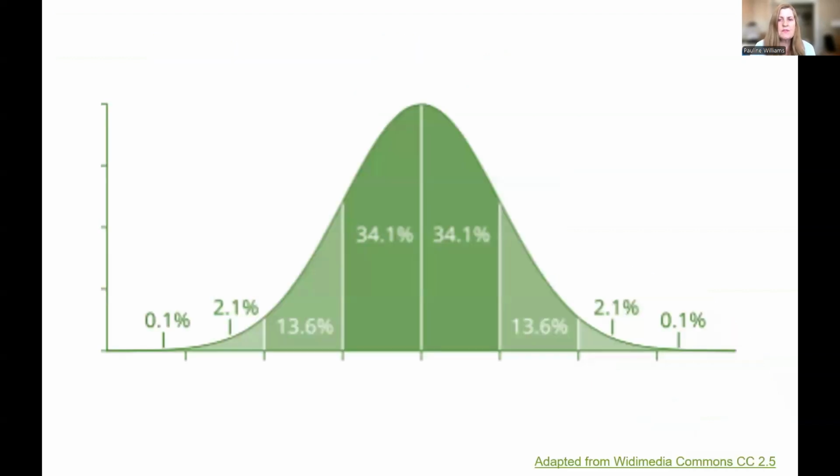Now we're going to use this graph to visualize the RDA. The RDA is based on the average needs of a population. Now, you may recall seeing a normal curve or distribution in a math or statistics class, and the RDA is based off of the concept of a normal distribution.